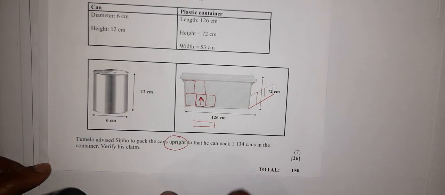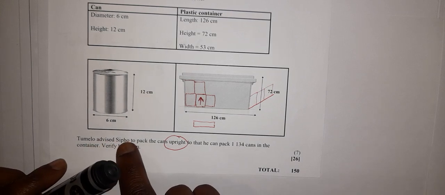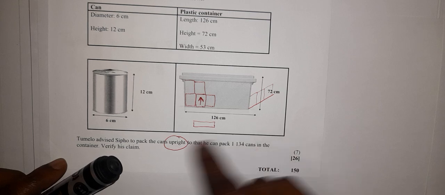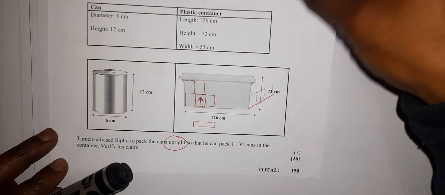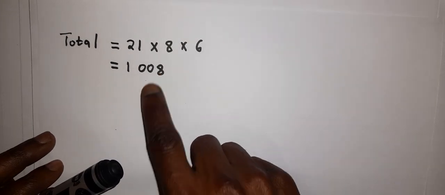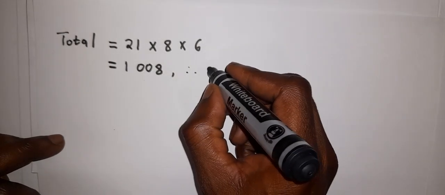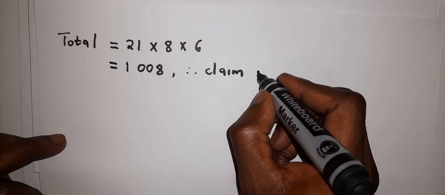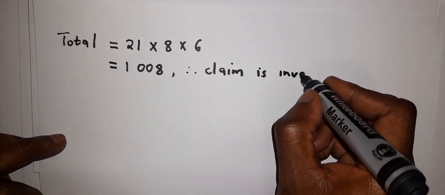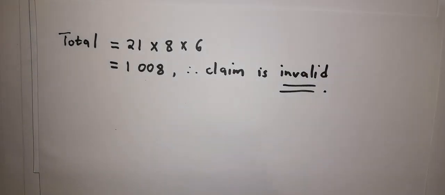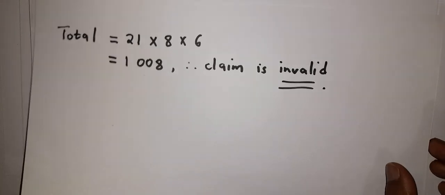Our question said Tumelo advised Sipho to pack the cans upright so that he can pack 1134 cans in the container. If we pack them like this, we get exactly 1008, which is less than what we have there. Therefore, his claim is invalid, or Tumelo is not correct. So we have answered the question, and I did say earlier I want to also consider the mathematical approach.